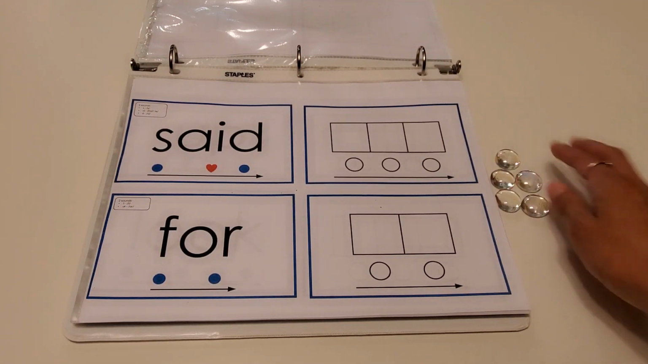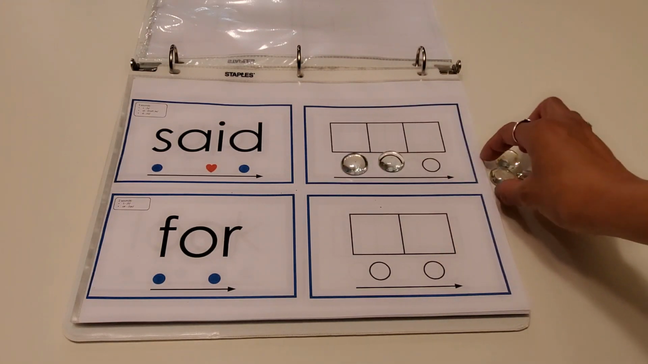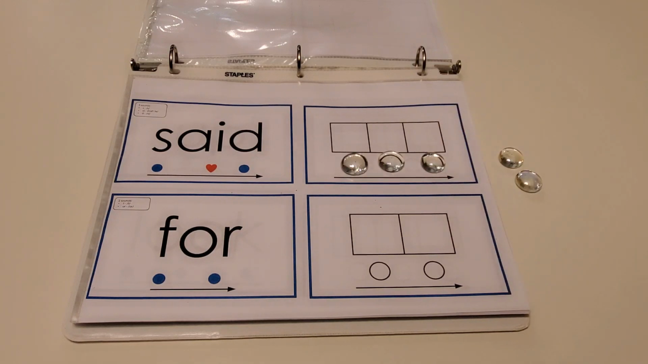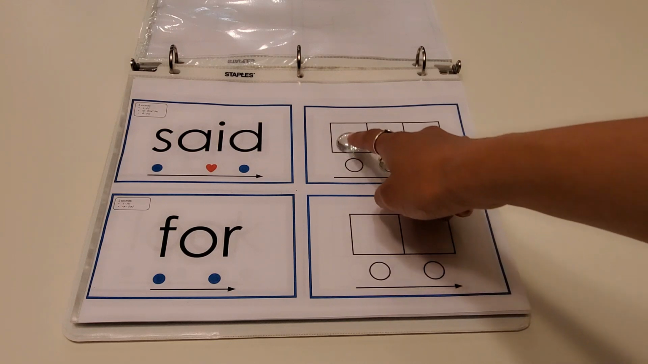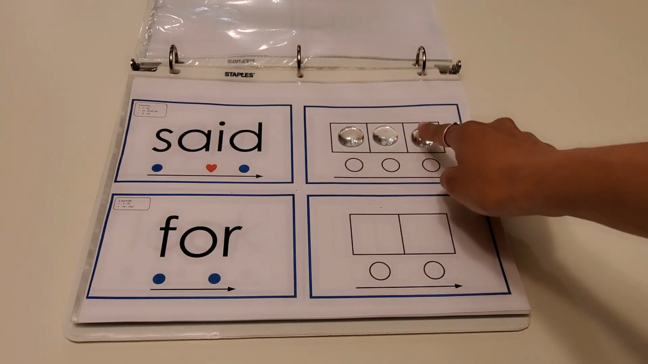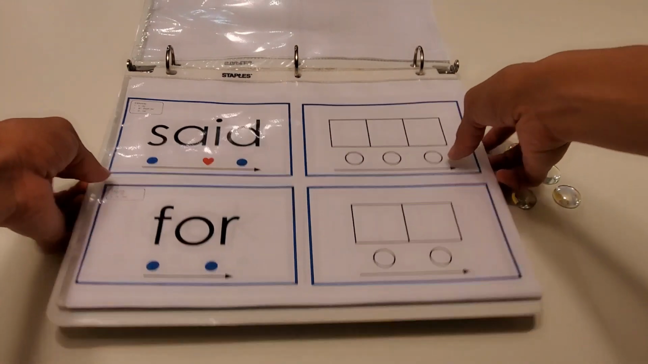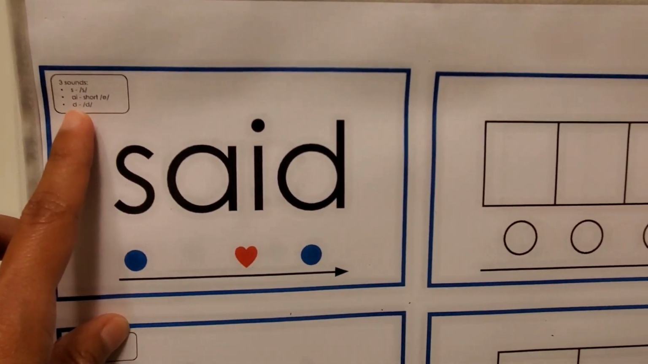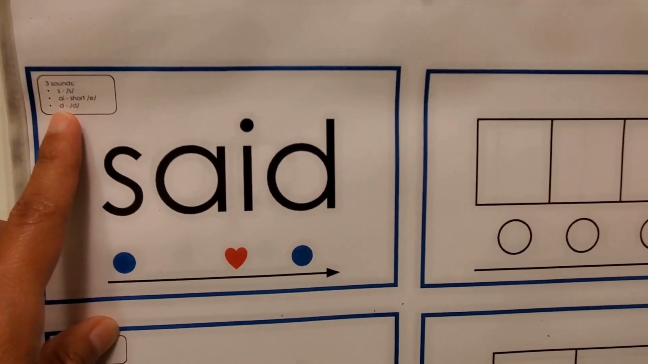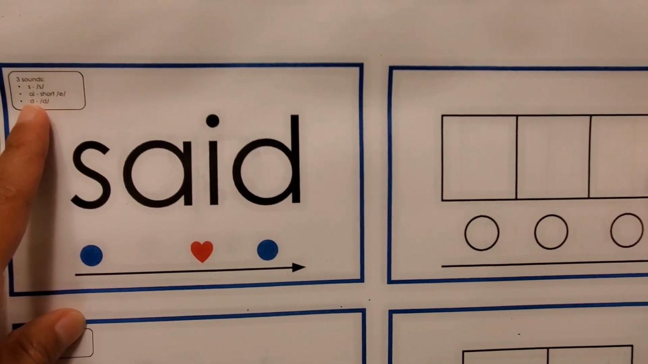I like to use pebbles as my manipulative, and we place our pebbles on these little circles and we segment each sound and move the pebble up. So our first word is said, s, ed. Those are the 3 sounds in said. And if you look back here in the corner of this card, you are going to see those 3 sounds listed out. So that's a very helpful tool for the teachers to make sure that you are teaching the correct sounds and patterns within the word.